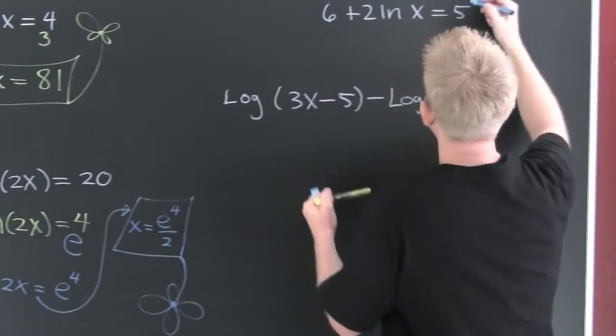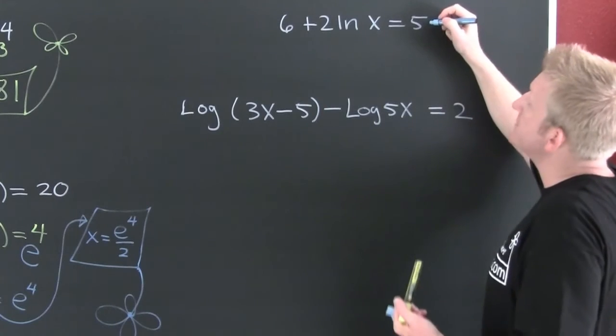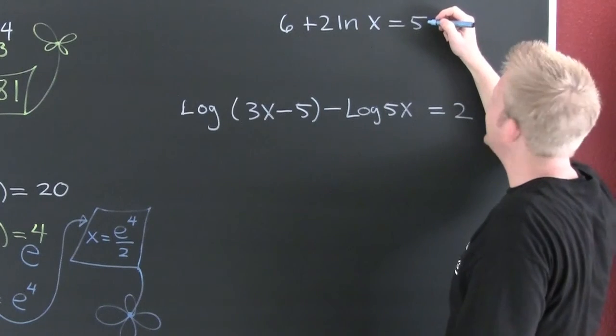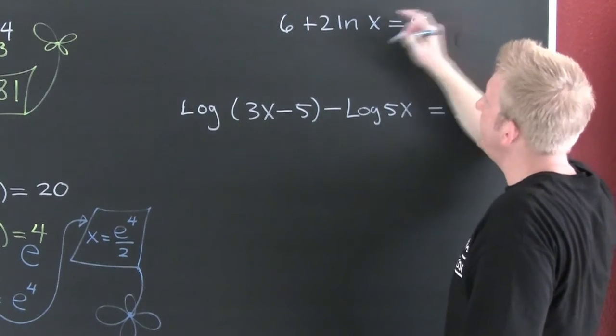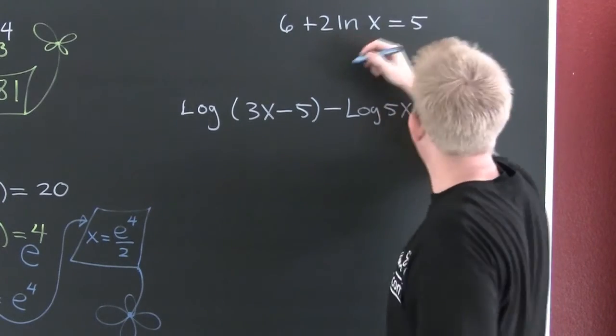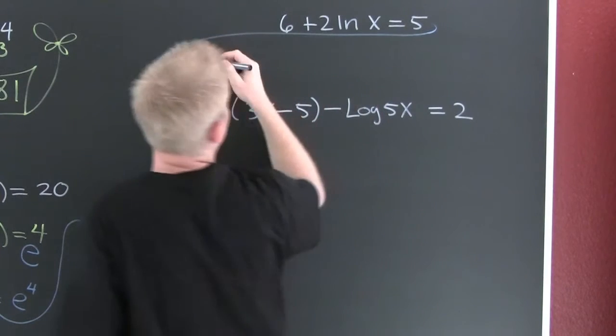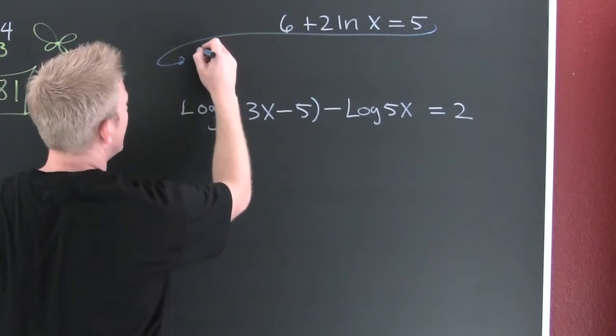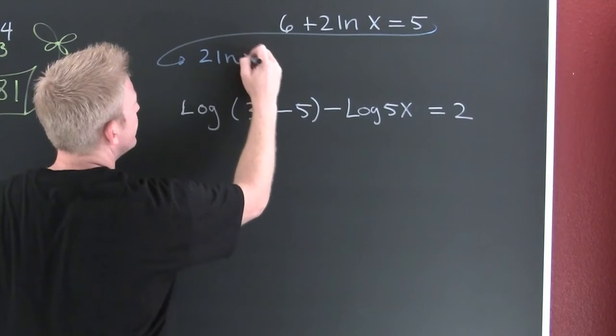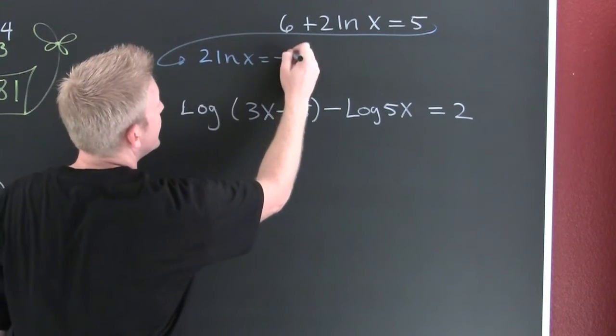Let's cruise up here to our next example. All right, I'm looking at that and it doesn't look nice. Why? Because I don't have my logarithm isolated. So I'm going to isolate this logarithm. I subtract the 6 off each side and I have 2 natural log of x is equal to a minus 1.